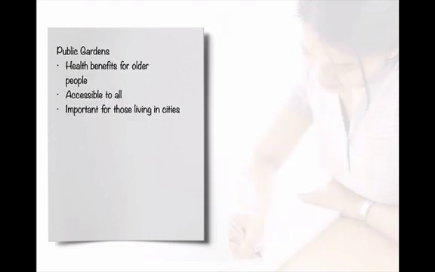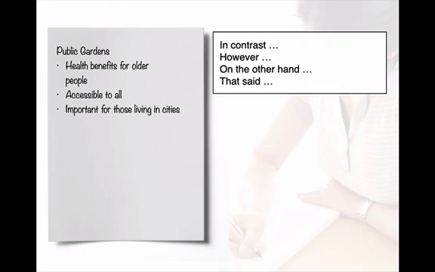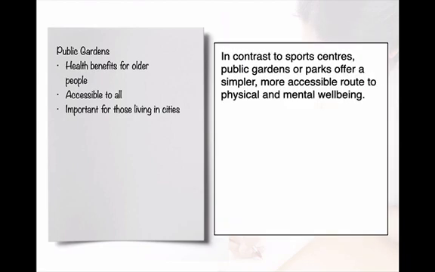Now let's turn to the next paragraph. The key point I'm making about the benefits of public gardens is that they're accessible to a wider range of people compared to sports centres. Starting this next paragraph with a contrasting expression will highlight this change of focus and help the reader follow my train of thought. There are lots we could use, such as in contrast, however, on the other hand, that said. So a topic sentence like this would work well.